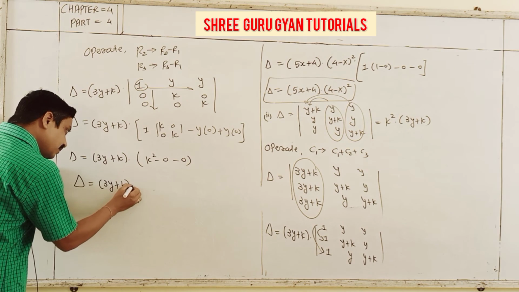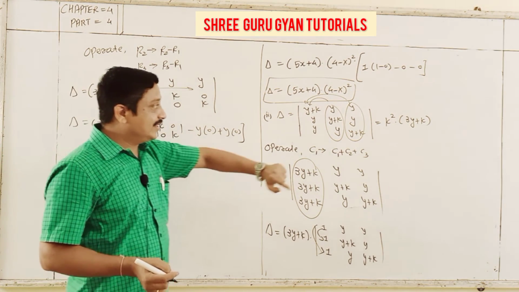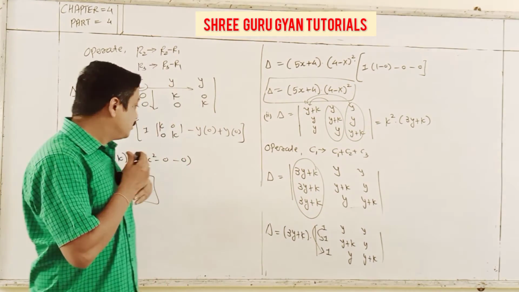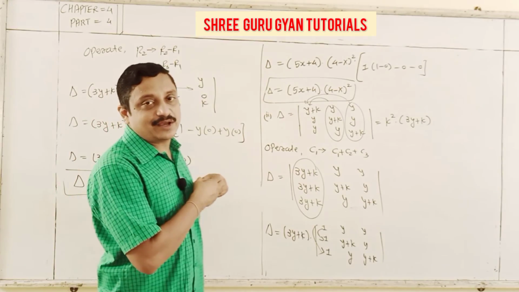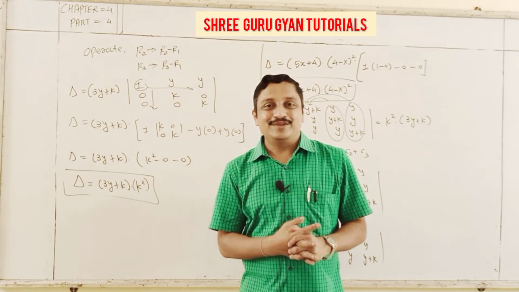Finalize the sum, 3y plus k, k square, and check. That's your final answer here. Yes, students, here question number 10 done up to second and first questions. Students, I hope you understand this type of questions and using our theorem 1 to 6.